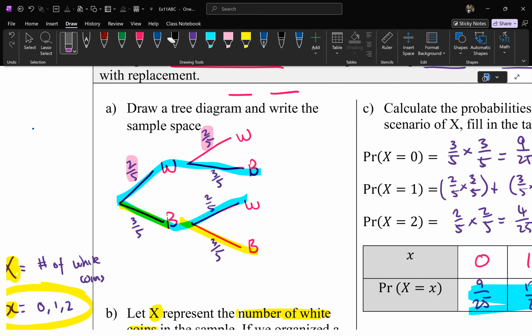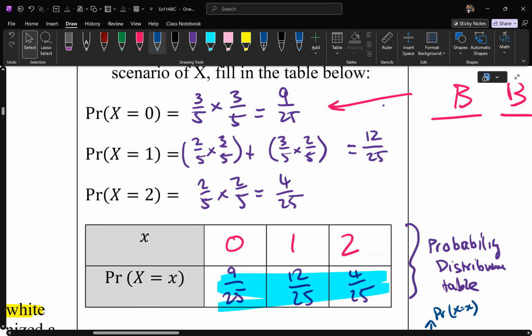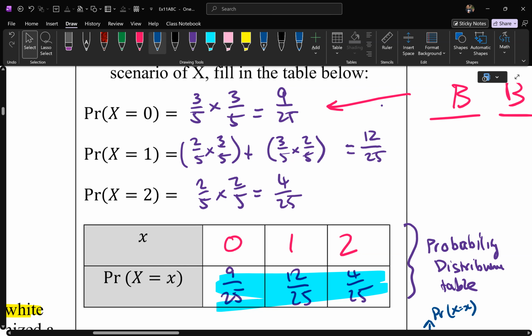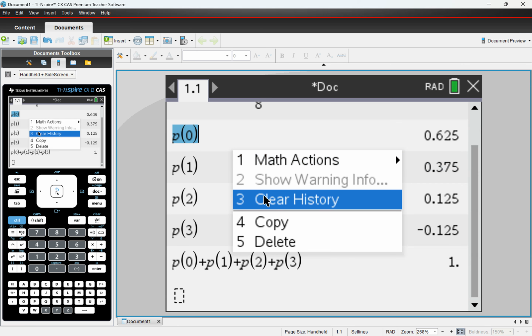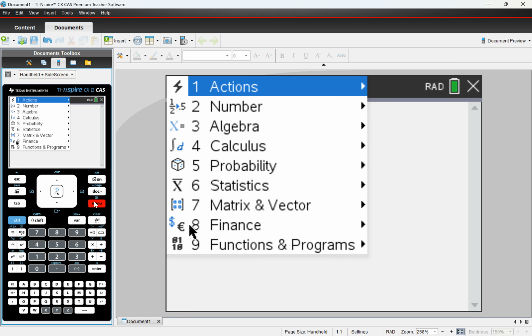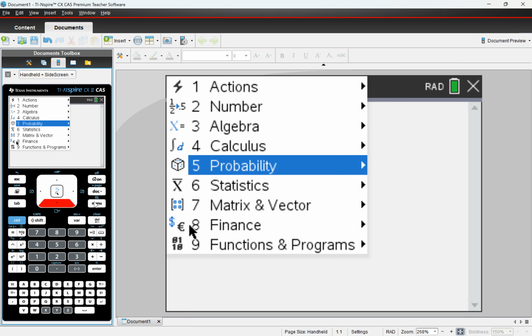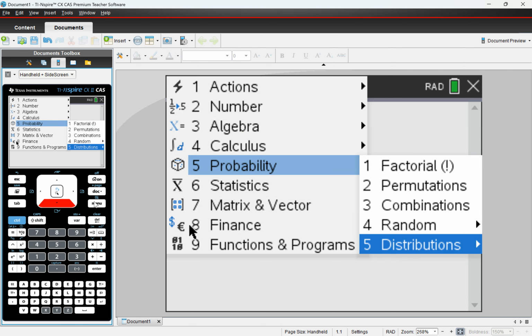Yeah. All right. So in this scenario here, how could you have done this without doing the tree diagram and doing those little steps that I've shown you there? Grab out your CAS. Here we go. I'm going to show you how to do it. So for your exams, this is all you need to know how to do. If it does come up, you can go menu, probability, distributions. Take your time. I'm going to wait for you to get to this page.